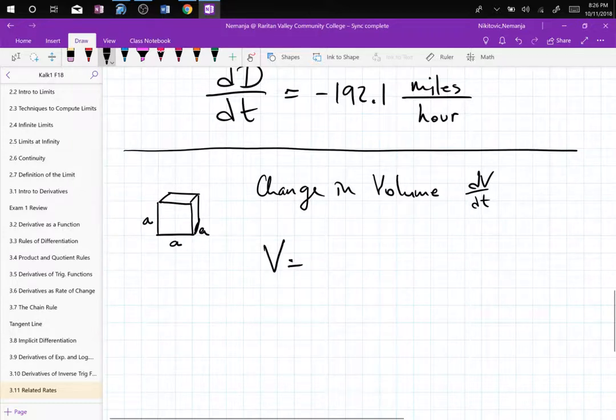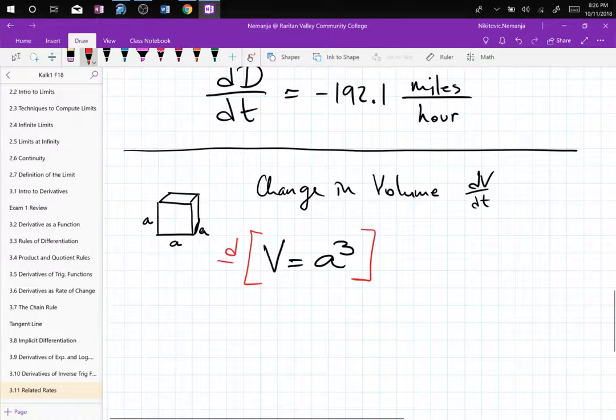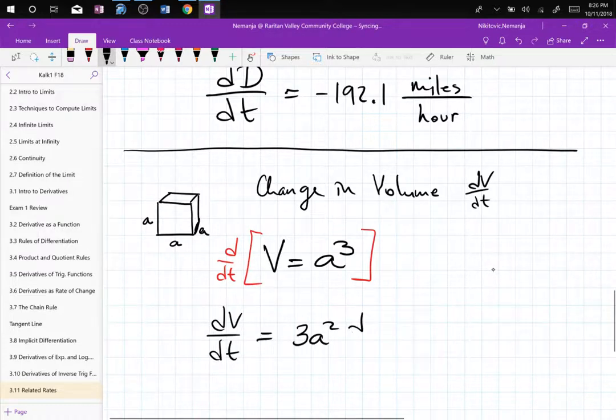So first we write the formula that the volume is A cubed. That's the standard formula for figuring out the volume of the object, that it's like a box or whatever, X, Y, Z, right? Or A cubed for the cube. So now we're taking a time derivative. And when we take the time derivative, we get dV/dt is equal to 3A squared dA/dt.